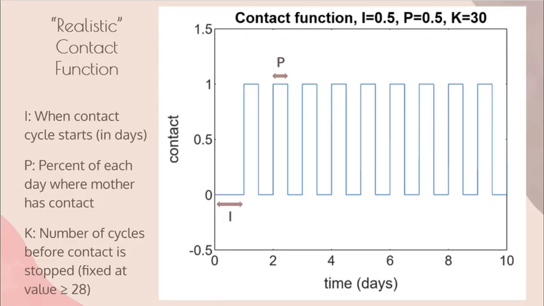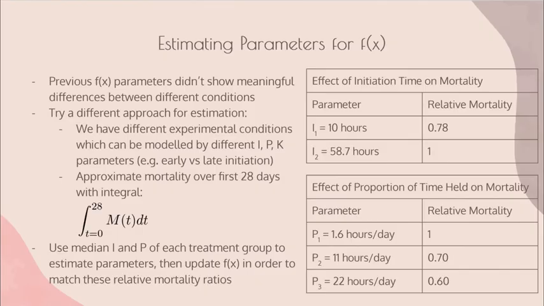Our formulation model means that we can replace the contact function easily. For example, instead of using a continuous and smooth contact function, we can use something which more closely resembles a real KMC procedure. This contact function is piecewise with 3 parameters: I, indicating when contact starts, P, indicating how many hours per day the contact is made, and K, which is how many cycles of contact are done before the regime is stopped. Furthermore, since the previous f of t function didn't show large differences between the different KMC conditions as we expected, we also tried a different approach.